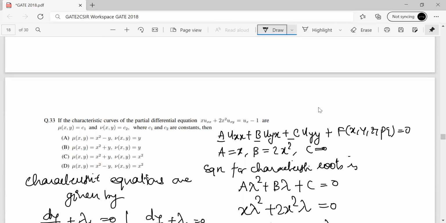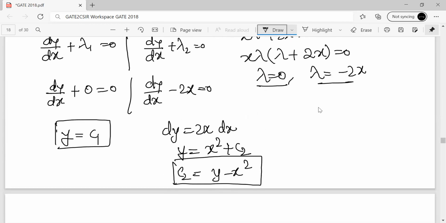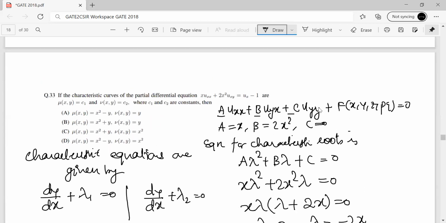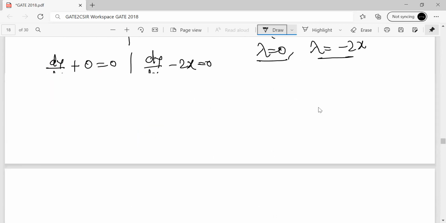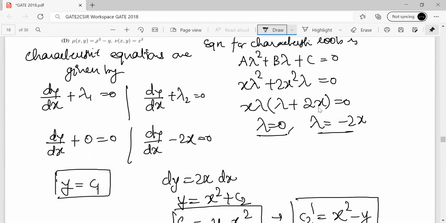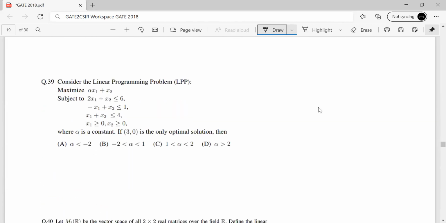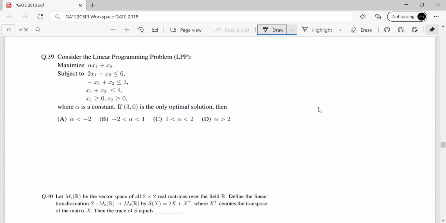One second. You can also shift it and say C2 dash equal to x squared minus y. That does not make any difference, because the options did not have y minus x squared, it was x squared minus y. So x squared minus y is in option A and option D. So B and C get cancelled, and your C1 was y. So the only correct option is option A.